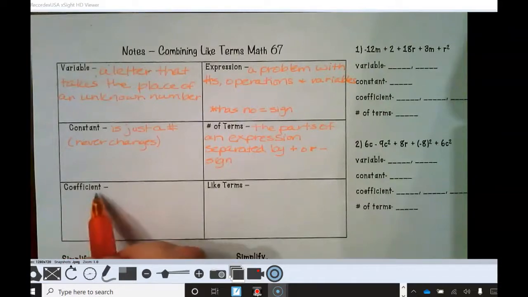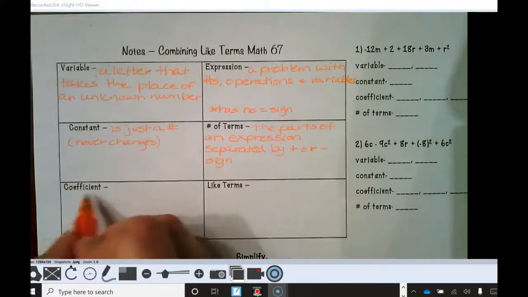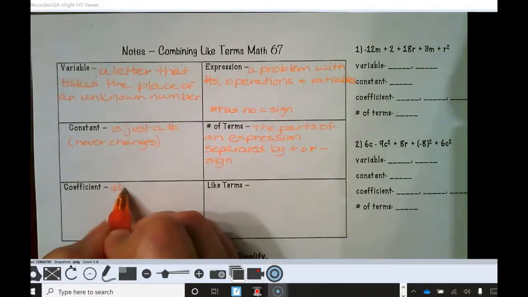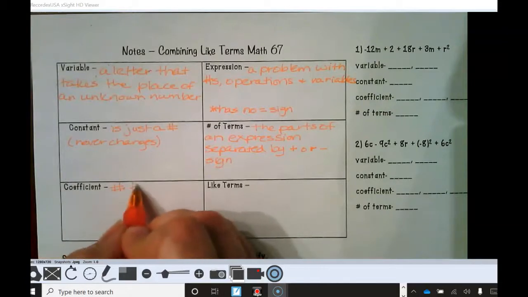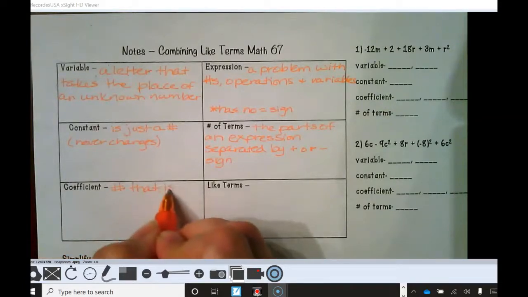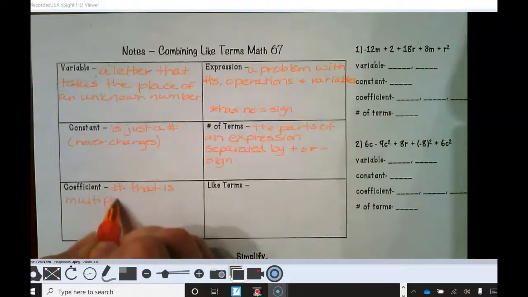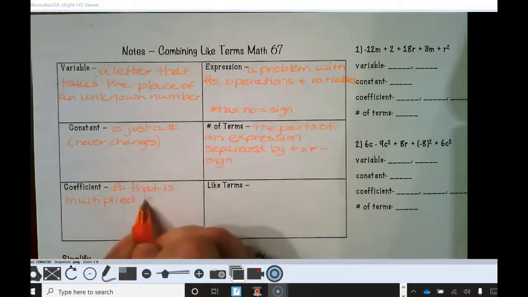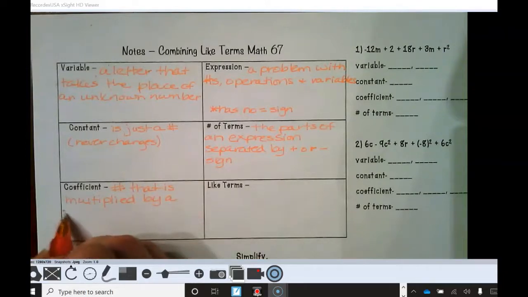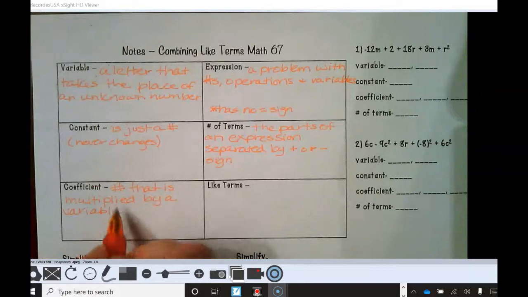Coefficient, that is a really weird looking word, isn't it? The coefficient is the number that is multiplied by a variable. It is only the number. It's not the number and the variable, it's just the number.